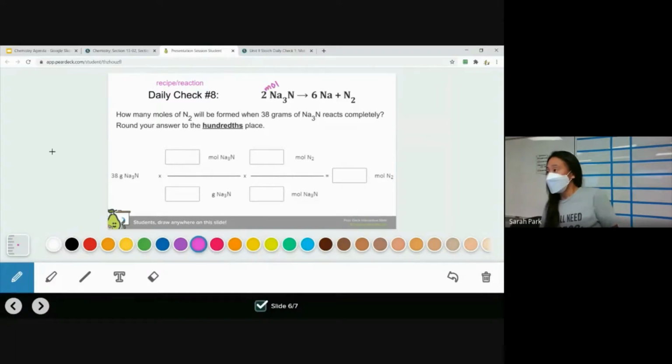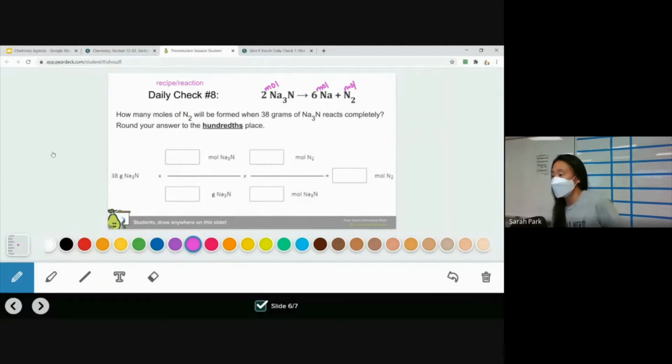Remember, every recipe is always measured in moles. I'm going to label some stuff. So here we go. How many moles of nitrogen will be formed when 38 grams of sodium nitride reacts completely? Let me color code it. This is what I want, the moles of nitrogen. This is what I have, because this is the information that I am starting with. That's why this number is right here. This is the number given to me in the problem.